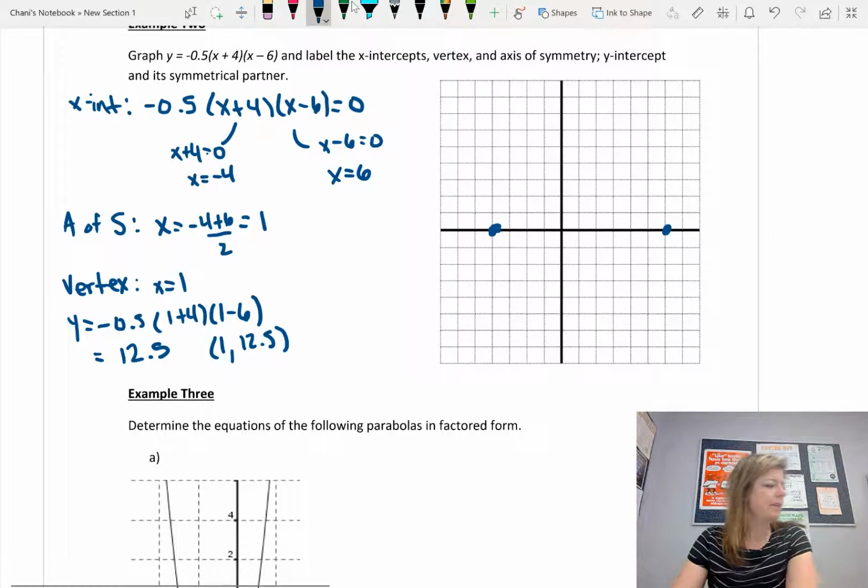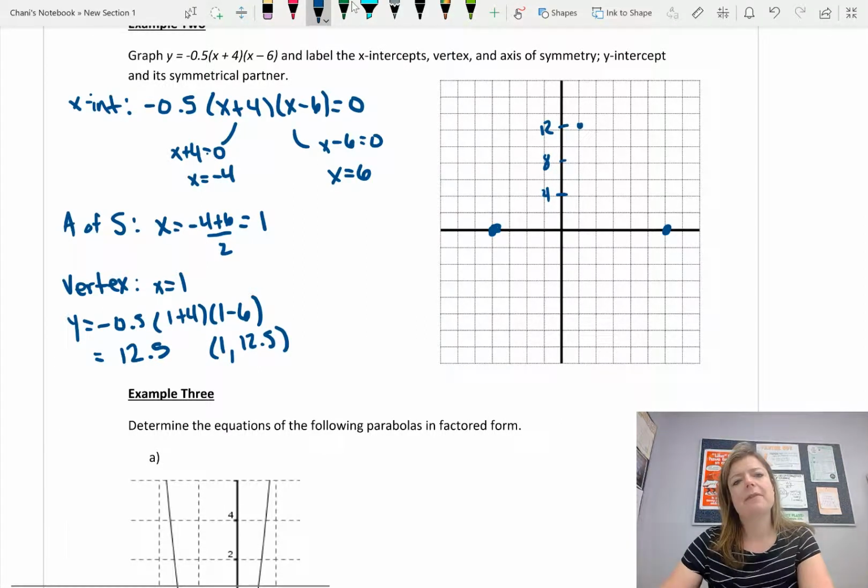12.5 is my vertex. So I'm going to make this go up by 2. So 2, 4, 6, 8, 10, 12. So if I go over 1 and then I go up to 12.5. Okay, now it should make sense to you why this vertex is up here, because we have a negative a value, which means it's facing down. So that should help with your understanding.